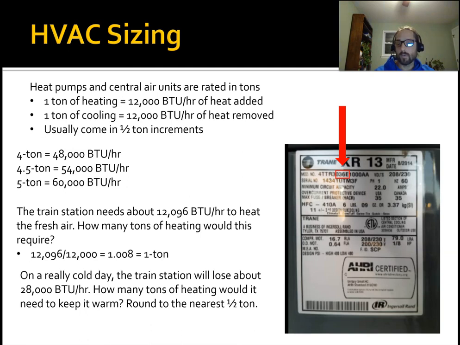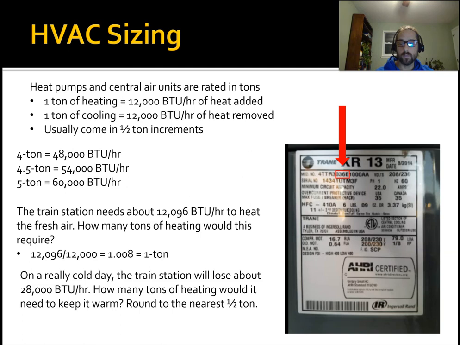Here's another example. On a really cold day, the train station would lose about 28,000 BTUs per hour. How many tons of heating would it need, rounding to the nearest ton? Okay, so this is like maybe the 1% day or the 3% design temperature day.